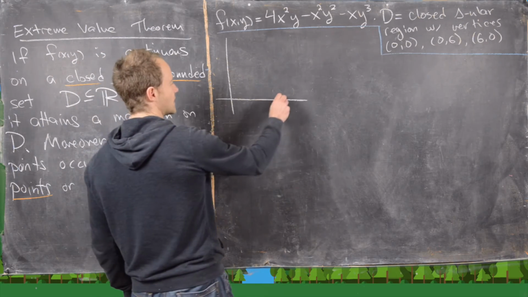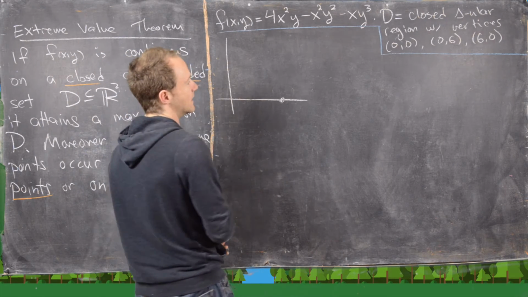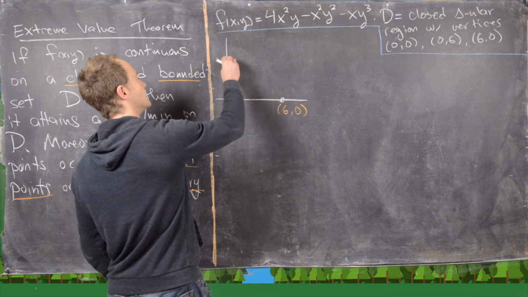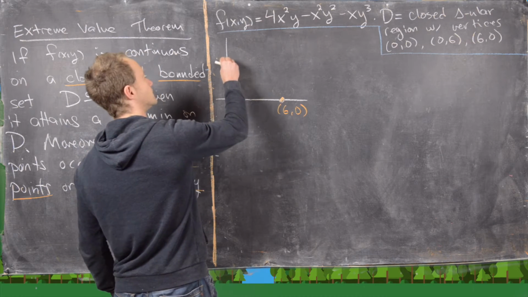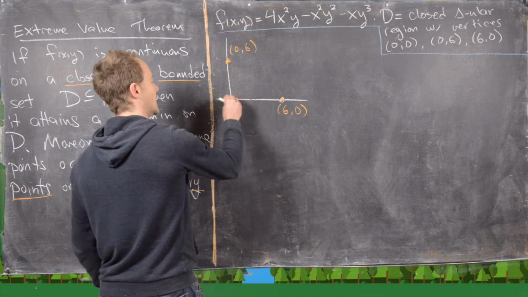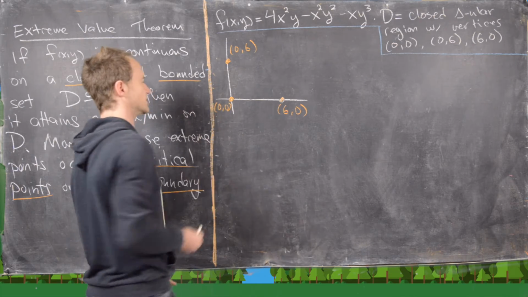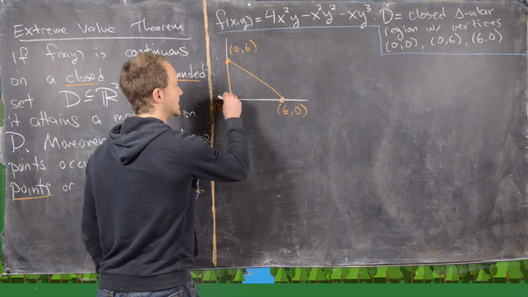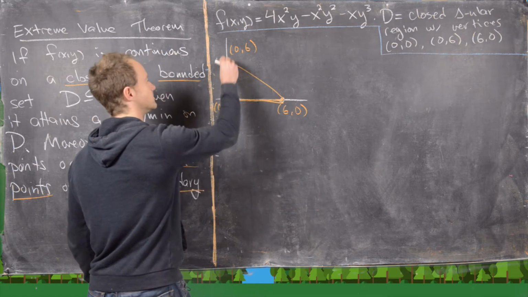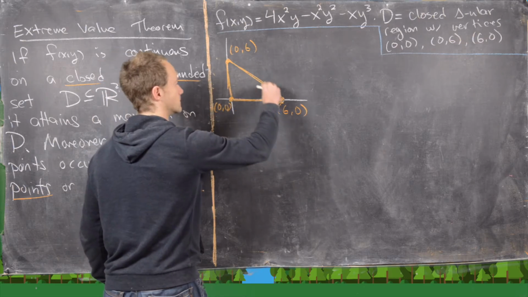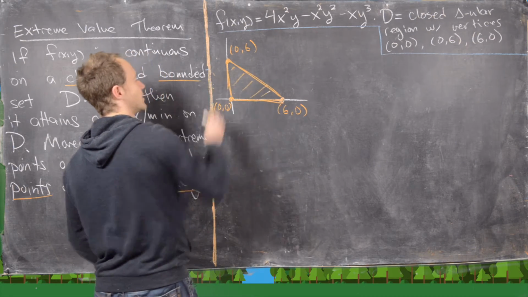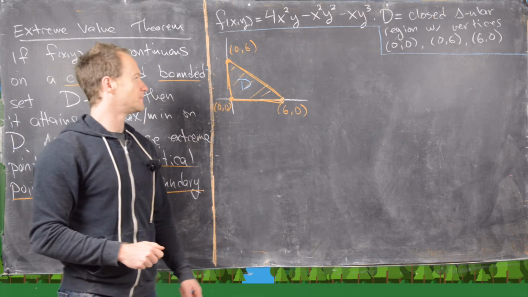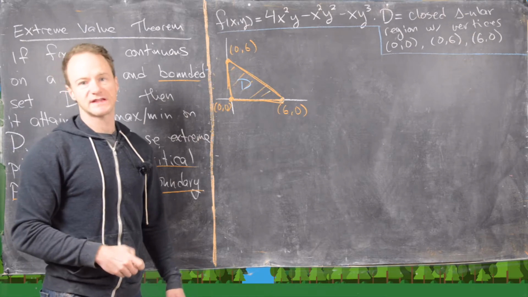Let's say this is the point (6,0), and up here is the point (0,6), and down here is the origin (0,0). The region we've got has boundary given by these orange lines, and the interior given by that. I'll put a D here to mean that's our set. Those are the points we're interested in.